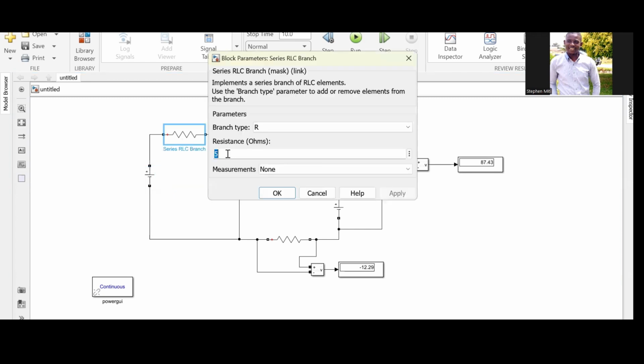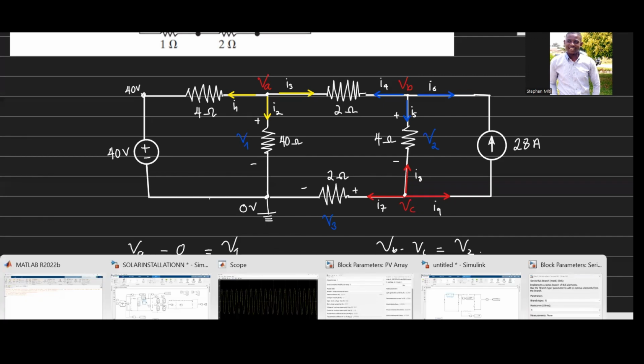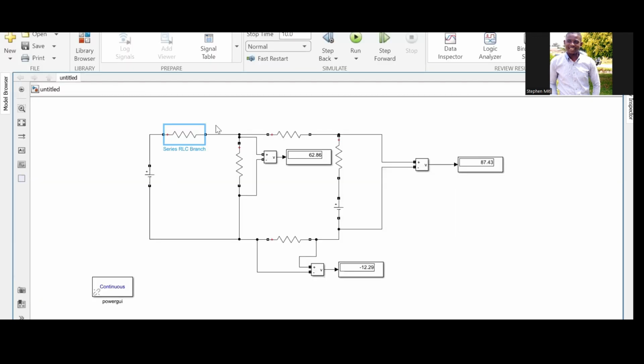Actually, this was supposed to be 4, not 5. Sorry, because remember we're adding 3 and 1, so it's supposed to make 4. I'm surprised why I put 5 here. This resistor was supposed to be 4, not 5. Let me run it again. Okay, so now as you can see, we are getting exact values that we had gotten when we did the calculation. This voltage here was V1, this was V2 as negative 13, and V3 as 86 volts. So we're just using it to confirm our solution.